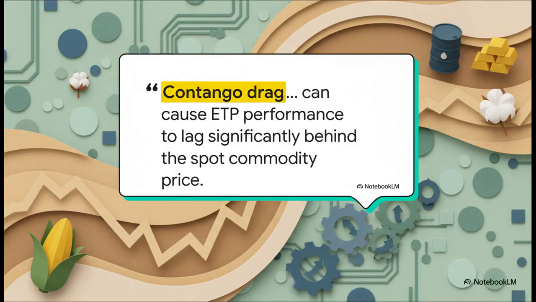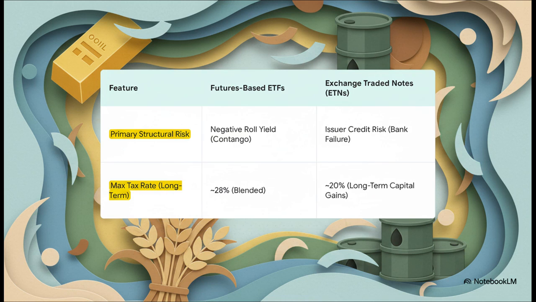And look, this isn't some abstract academic idea. This quote shows the real-world damage. Because of that contango drag, it's totally possible for an oil ETF to lose money over a year, even if the actual price of oil went up. That negative roll yield can literally eat up all your profits. It's a huge trap. So this leads you to a really critical choice when you're picking how to invest.